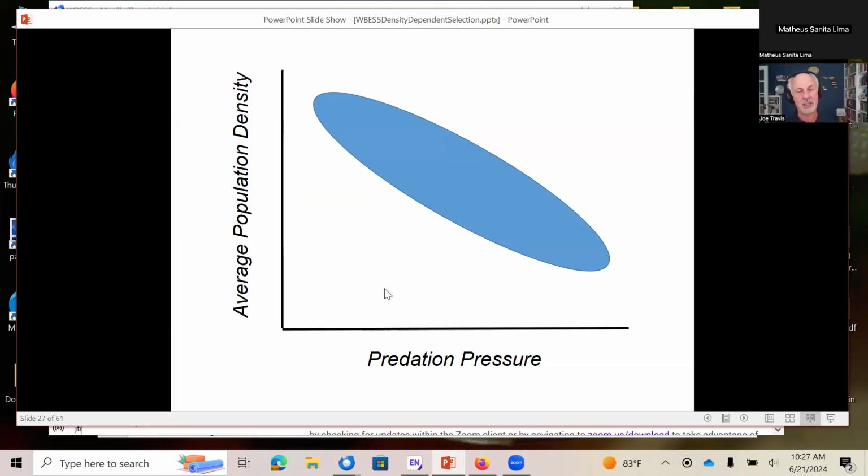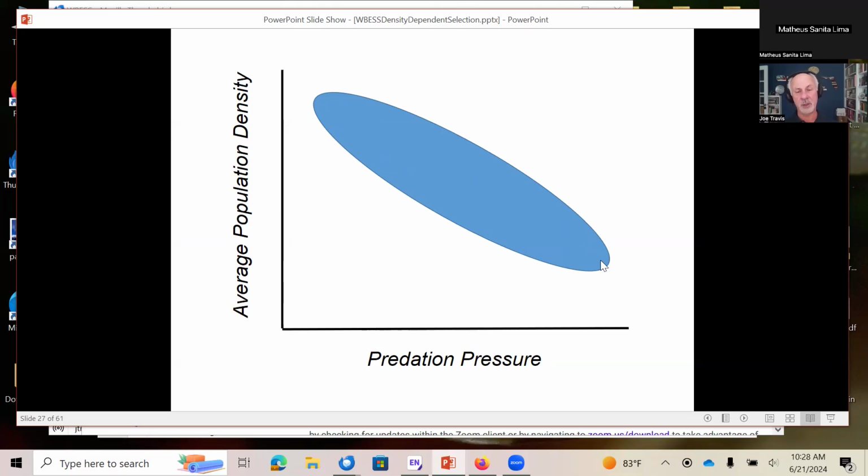However, as any good ecologist knows, if we make a graph of predation pressure on the horizontal axis and average population density on the vertical axis, and you look at a bunch of different populations, you're going to see a very nice inverse relationship. Places where predators are more abundant and predator pressure is highest, that prey population will be at much lower density than when predation pressure is low.